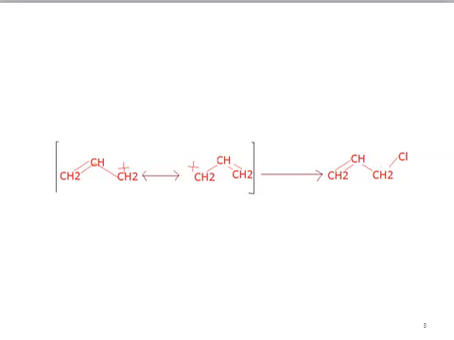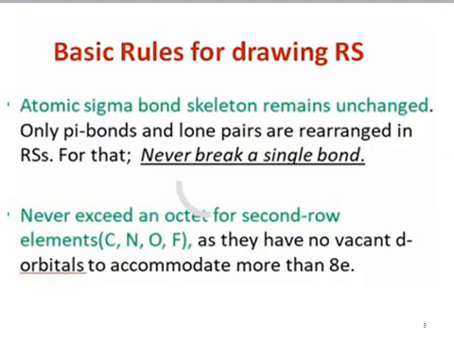Now let's consider the various basic rules for drawing resonance structures. We'll not go into much detail, but we will see the basic rules. Firstly, never break the sigma bond, right? The sigma bond skeleton should remain unchanged in all the canonical forms. So it's only the pi bond or the lone pair that is rearranged, or if you have charges, it's only the charges, the lone pair or the pi bond that is delocalized, right? So never break a single bond. If you break the single bond, you're breaking the basic carbon skeleton, right?